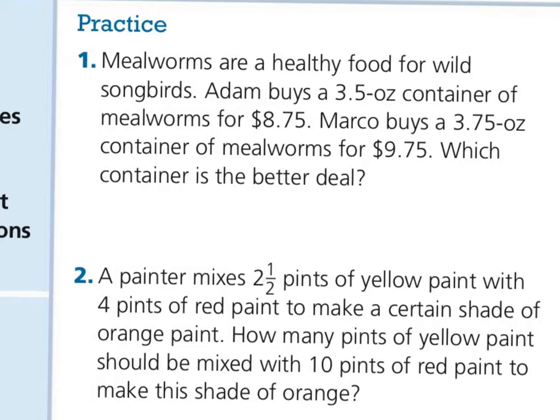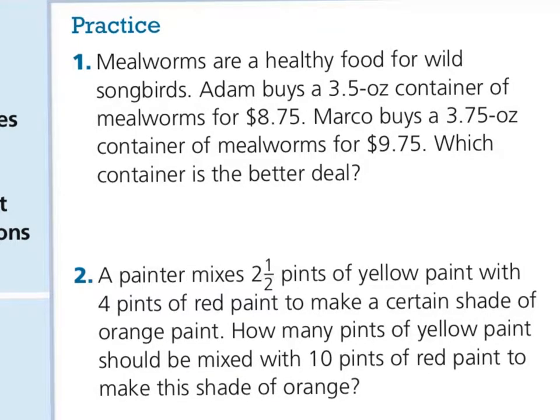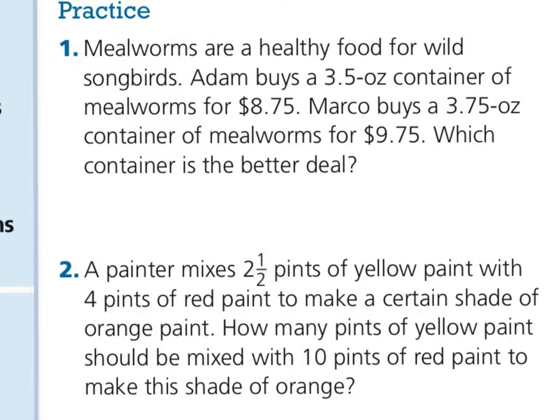So if you look at number 1, mealworms are a healthy food for wild songbirds. Probably if you were in the wild, lost somewhere, they could be a healthy food for you too. But Adam buys a 3.5 ounce container of mealworms for $8.75. Marco buys a 3.75 ounce container for $9.75. Which container is the better deal? Finding which one's the better deal, we've talked about a lot in this lesson, is finding unit rates.